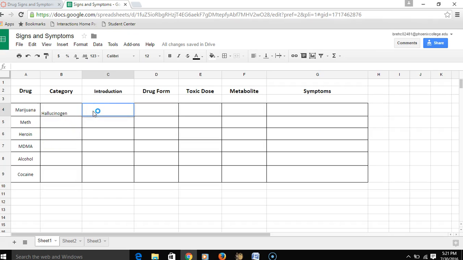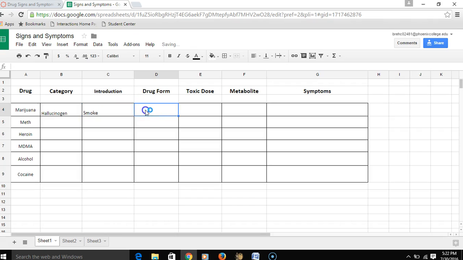In the column marked introduction, what you're going to type is, if a person were consuming this drug, how would they introduce it into their body? How would they consume it? For example, would they smoke it, or snort it, or inject it, or inhale it? For some drugs, there's going to be more than one method of introduction. You can list all of them, but at least list the most common one. With marijuana, we know that the most common method of introduction is that most people smoke it. So in the column for introduction, I'm going to type in smoke.